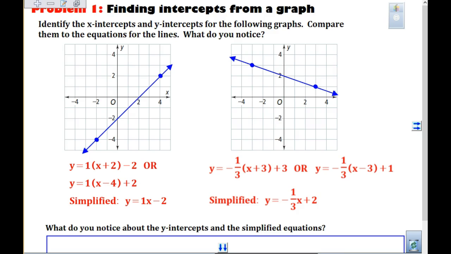Okay? So it says we want to identify our x-intercept and y-intercept for the following graphs. Compare them to the equations for the lines, and what do we notice? So if I'm looking at this point right here, this would be my y-intercept. It's located where? 0, -2. Right? What's my x-intercept? 2, 0. Okay? 2, 0, 0, -2.